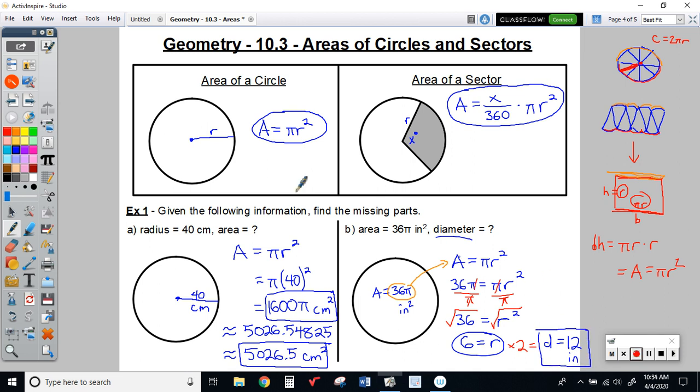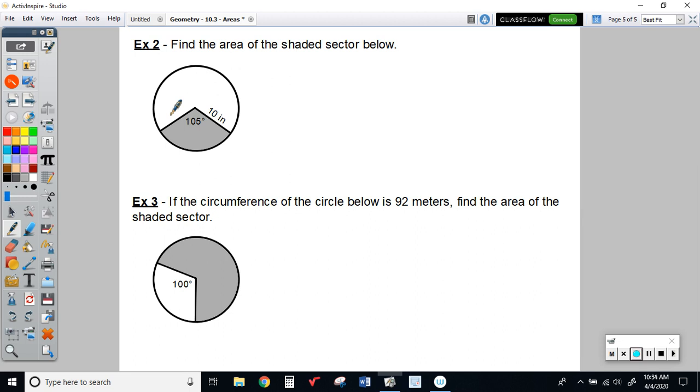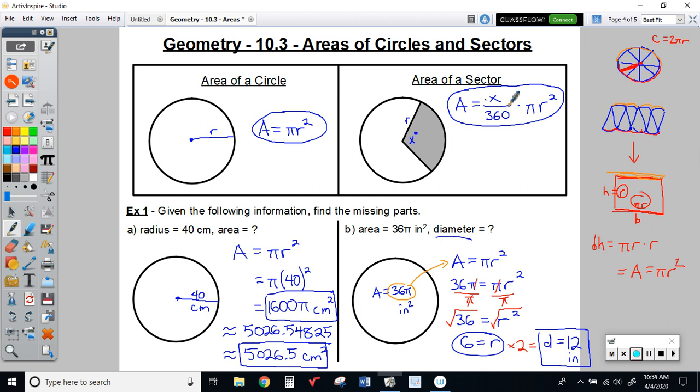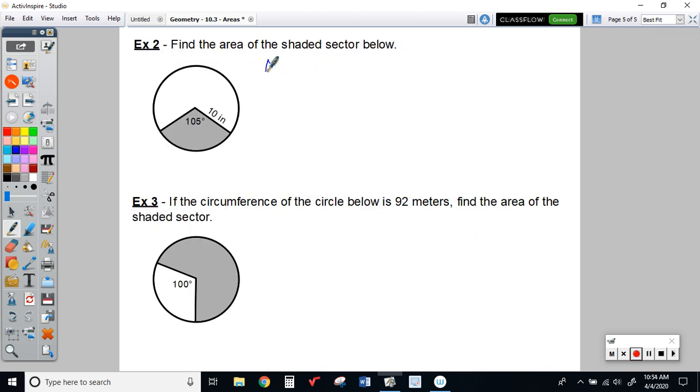So from there, let's take a look at some sector areas instead, and then we'll be done with this lesson. So we've got the area of the shaded sector below. Let's use that formula now. So it's the portion of 360 that you have. It's the piece of the circle that you're looking at times what the whole area would be. So we're taking a fraction of the whole area essentially by doing this. So the area, x over 360 times pi r squared. Take what you know, plug it in to find what you don't.